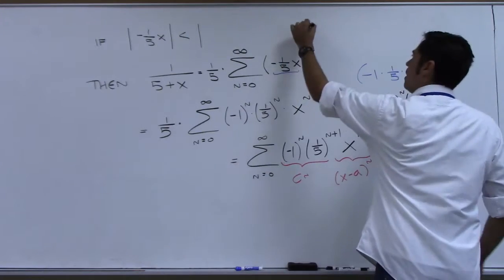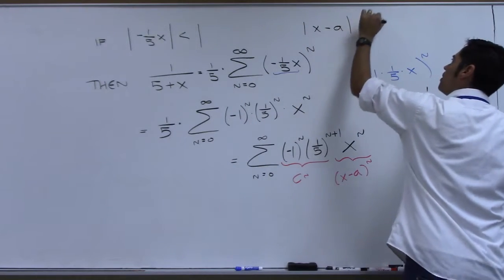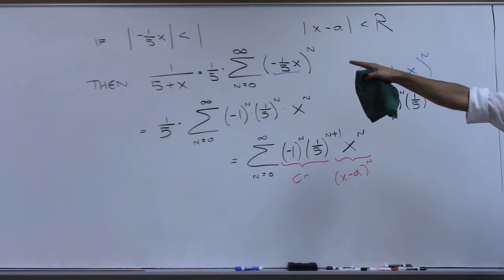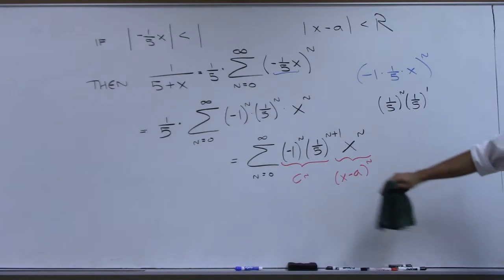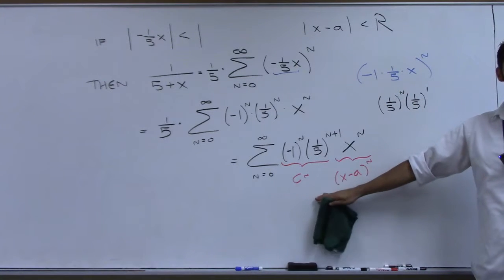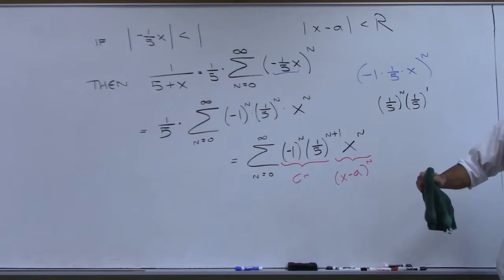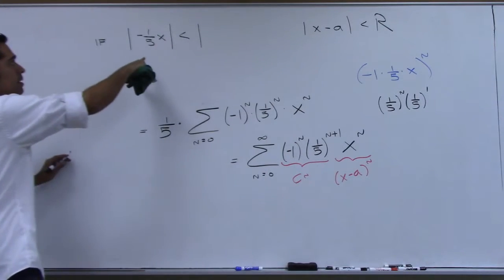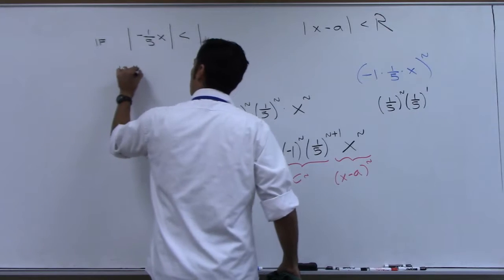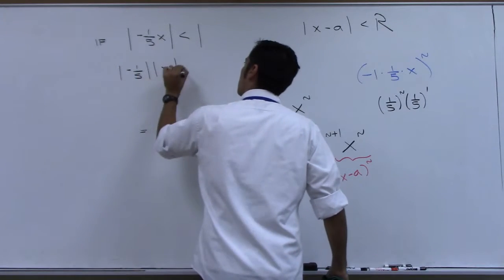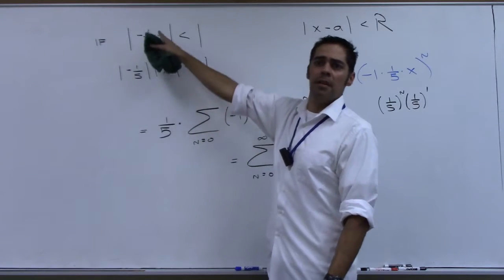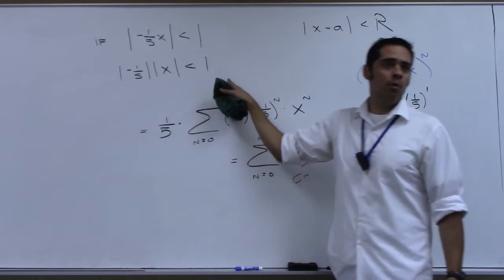And remember, the radius of convergence comes from this expression right there, right? So that's what I need to do over here. So you're not done yet. So I'm not done yet. This is the power series that represents that function. And now I want the radius of convergence. So for the radius of convergence, I come back to this inequality, and I split this up. The absolute value of -1/5 x is the same as the absolute value of -1/5 times the absolute value of x. That needs to be less than 1.